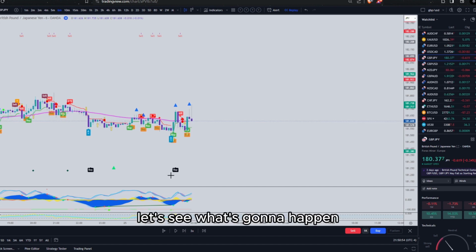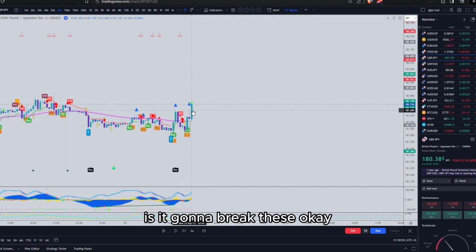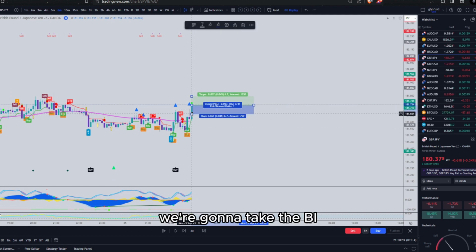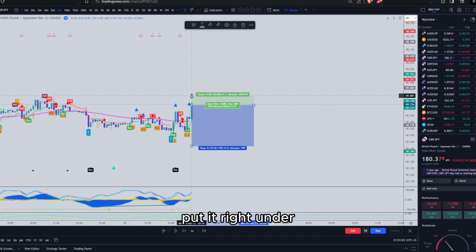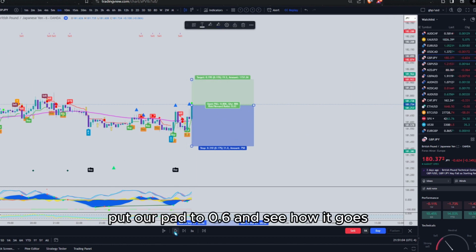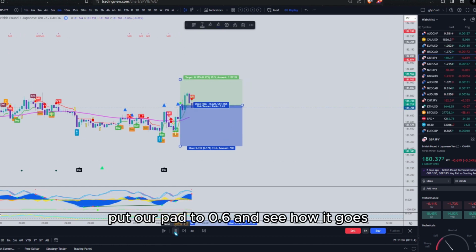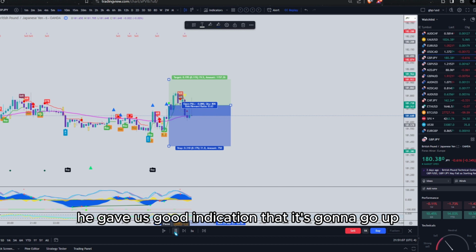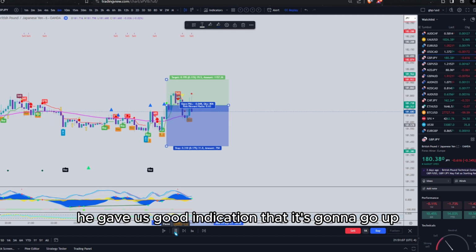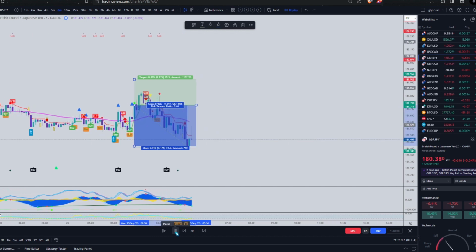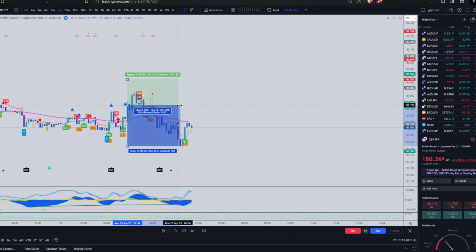Let's see what's gonna happen. Is it gonna break these? Okay, big strong movement. We're gonna take the buy, put it right under, put our patented 0.6 and see how it goes. It gave us good indication that it's gonna go up. Oof. Okay.